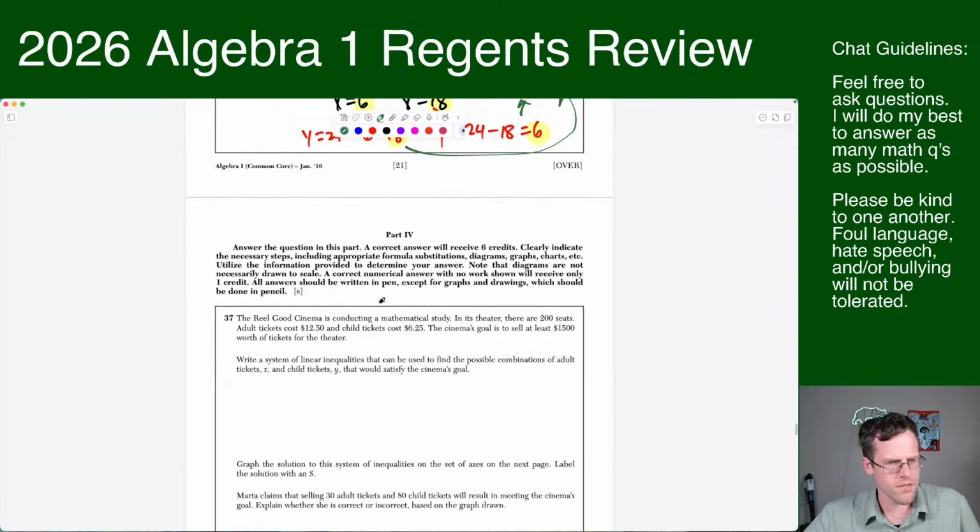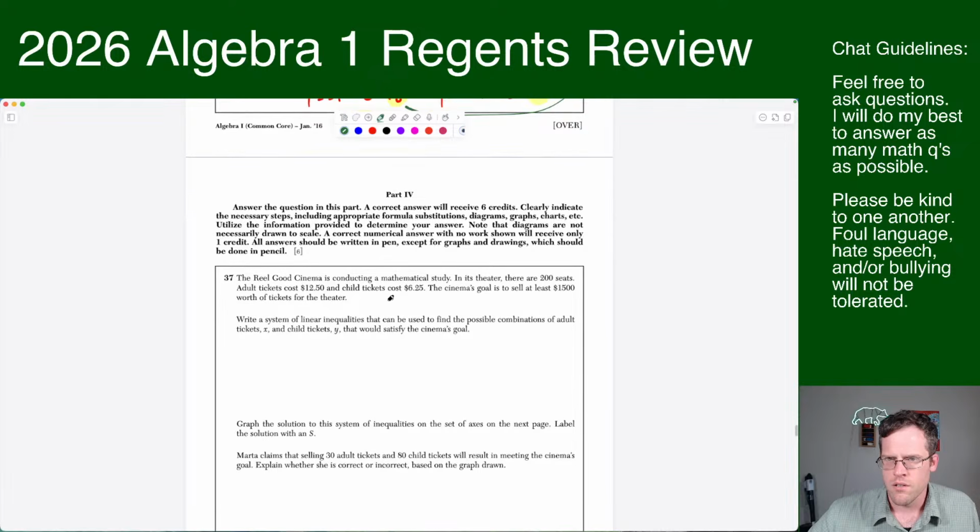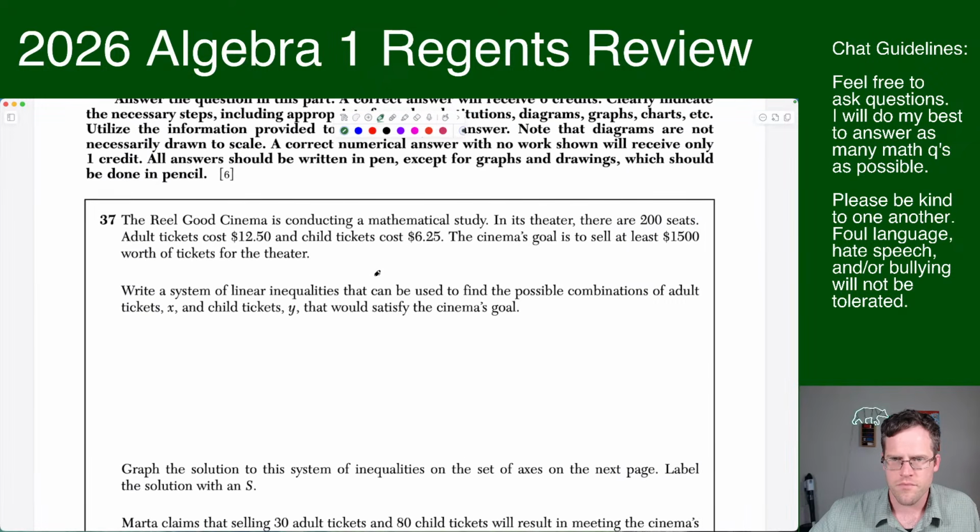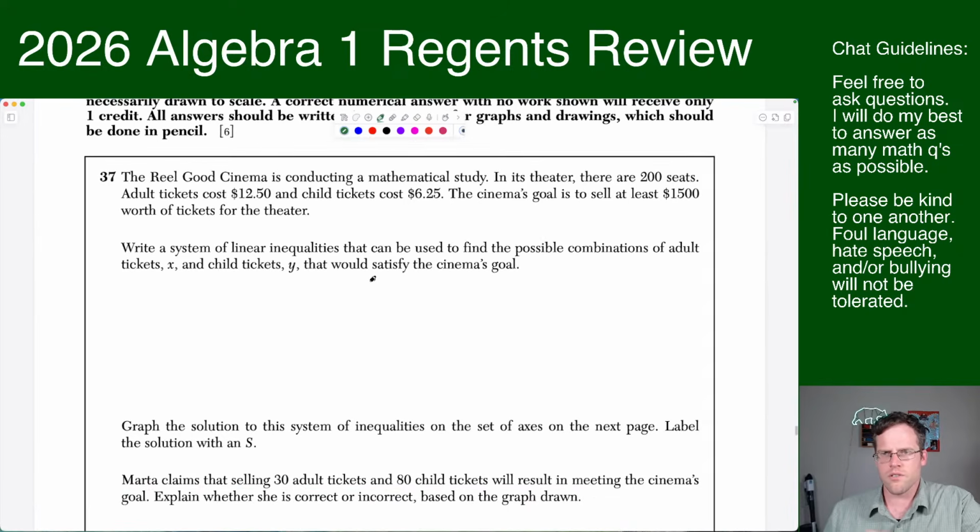All right, last question. Let's see, 6 points. The Real Good Cinema is conducting a mathematical study. In its theater, there are 200 seats. Adult tickets cost $12.50. Child tickets cost $6.25. The goal is to sell this much money worth of tickets.